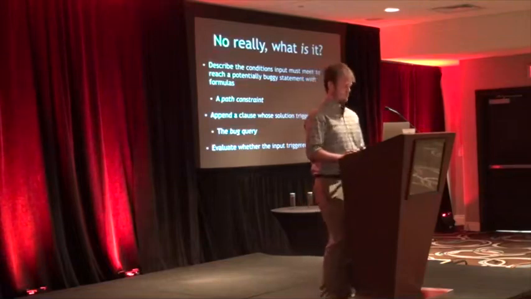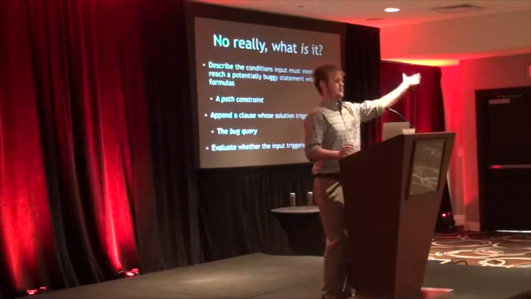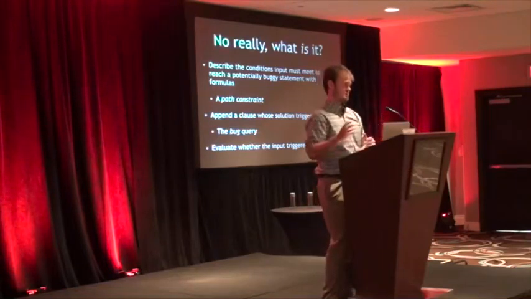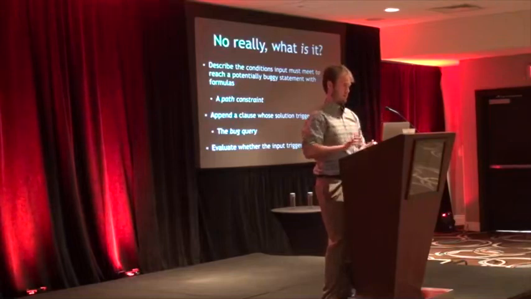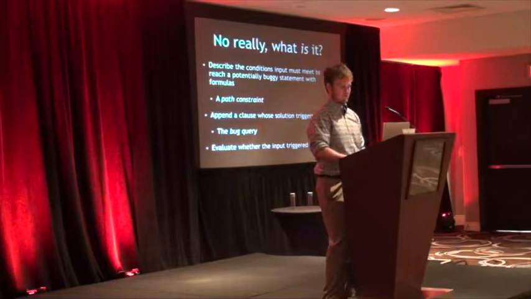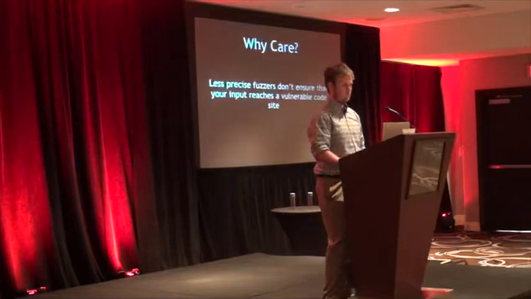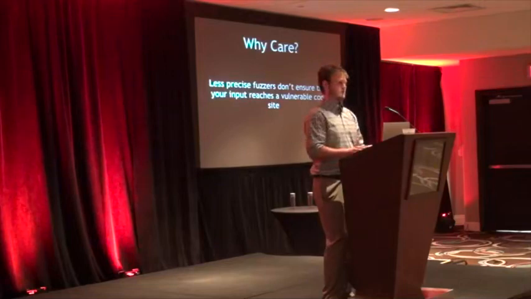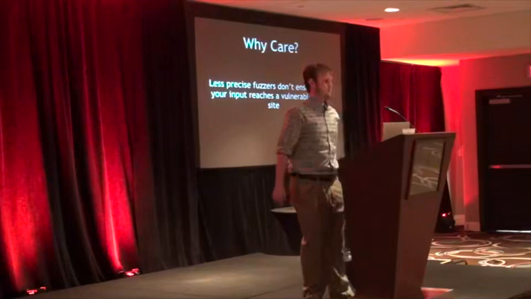And this is a formula that, if you satisfy it, and you are able to satisfy the path constraint to reach that vulnerable code block, will yield you an input that will trigger the bug. And hopefully in a way that you will actually notice whether the program was vulnerable to your input or not. You didn't just have a fluke. So what separates this technique? Why do we need this path constraint? Why do we need this bug query?